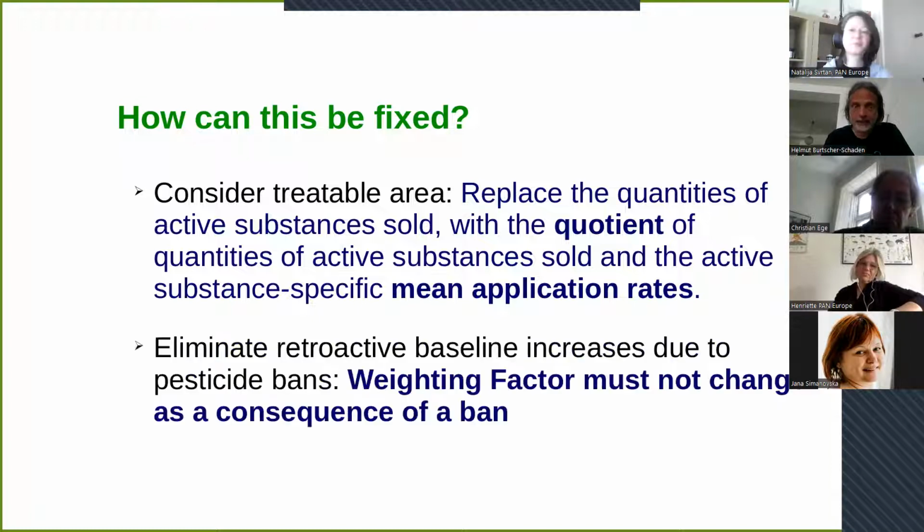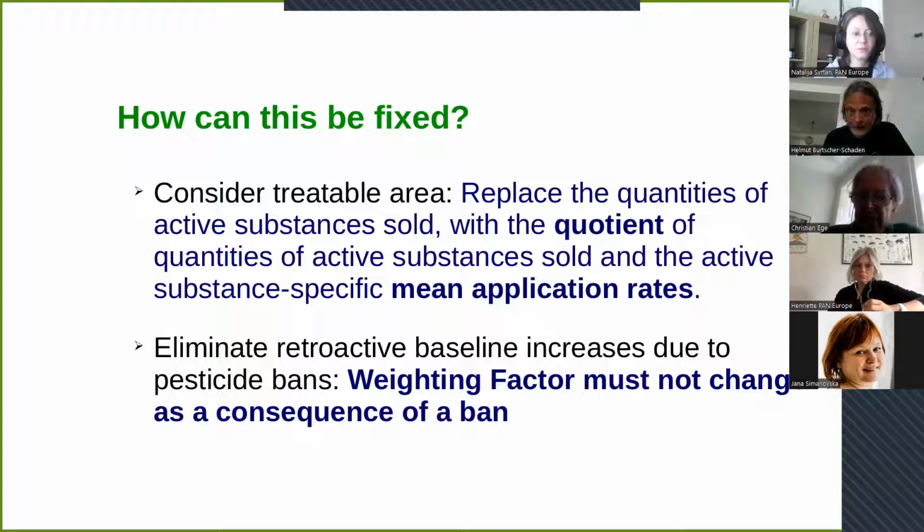And the second thing that has to be done is, of course, eliminate this retroactive baseline increase due to pesticide bans. So the weighting factor must not change as a consequence of a ban. So the 64 should be 8 for substances that were just normally approved before they were banned, and of course 16 for candidates for substitution when they are banned.